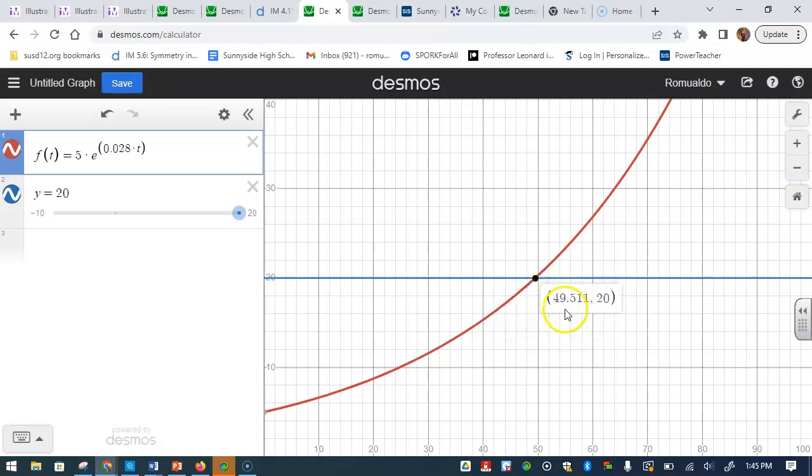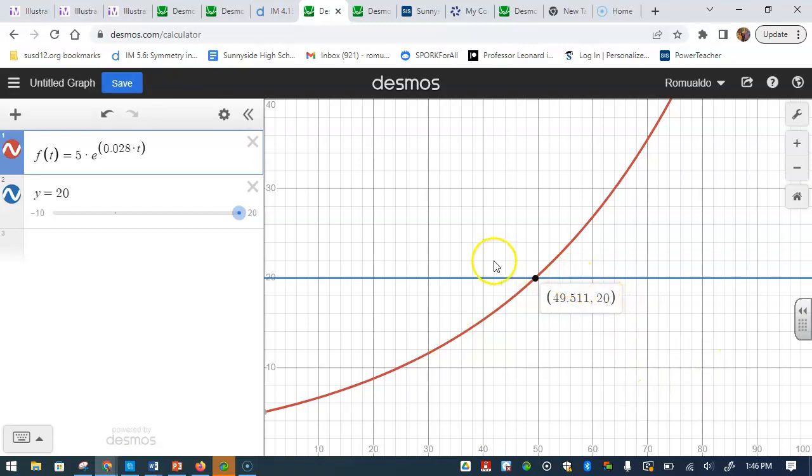So what does that mean? 20 million population is when it is 49.5. It's like 49 and a half years, almost like I'll round it to 50 years. So about 50 years after 1800, or in the year 1850. So this means in 1850, the US population was 20 million. That's all that means.